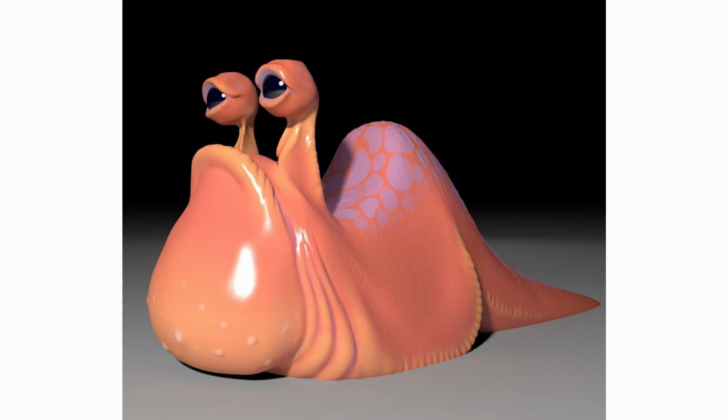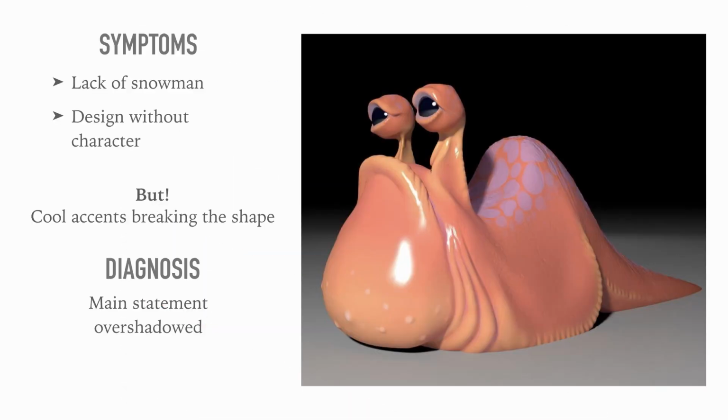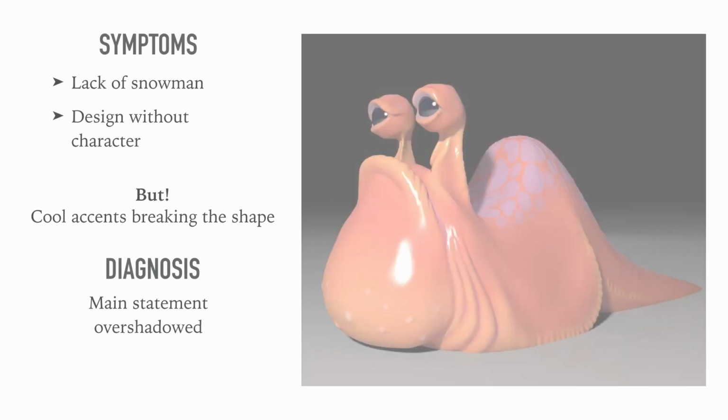The first one is the lack of snowman. The snowman having 3 elements of size, small, medium, and big. And here we only see 2 main sizes. So we are lacking maybe a medium, maybe a big. Again, it's all about contrast. Really, everything is contrast, contrast, contrast.